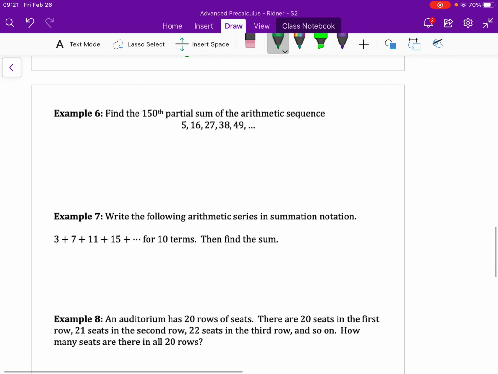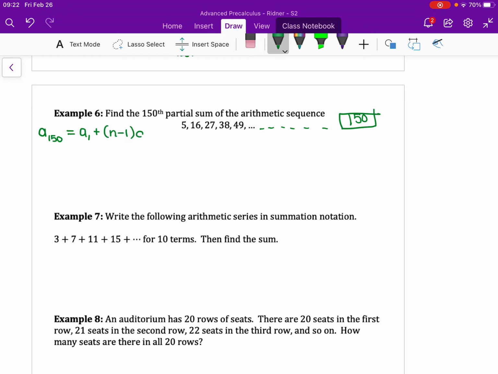Okay. But what if I wanted to find the 150th partial sum? Then we're like, oh, dang. That is a lot of numbers I'd have to write out and add. But luckily, we have these formulas to help me. So what I need to know is what in the world is the 150th term? It is not 150, but what is it? If I had all those blanks there for 150 terms, what is the 150th? So what I can do is use the formula from sequences.